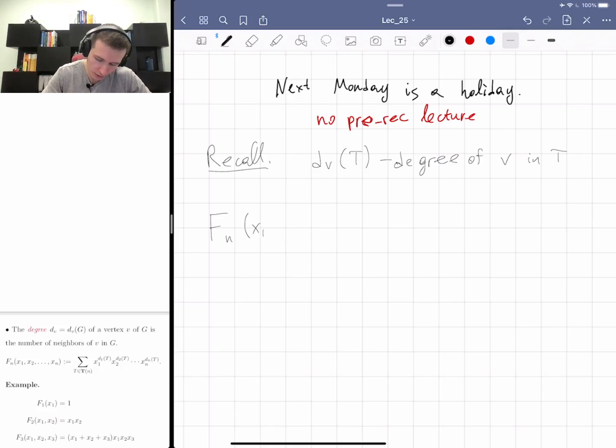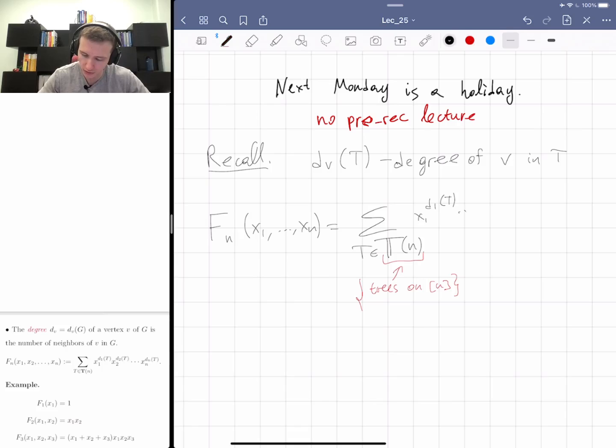You can write down the polynomial fn of x1 up to xn, which is just the sum over all trees, where fat T denotes the set of trees with vertex set [n]. And then you just take x1 to the degree of 1 in t times x2 to the degree of 2 in t, etc., all the way up to xn to the degree of n in t.